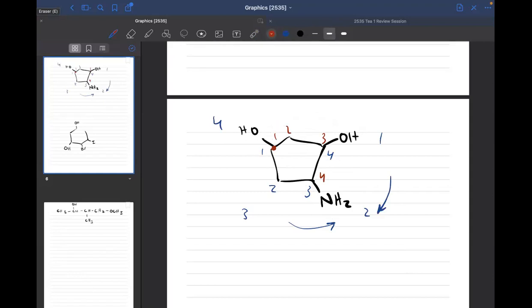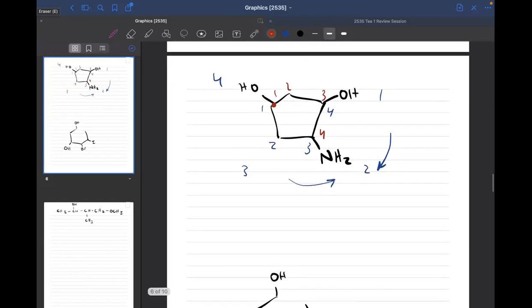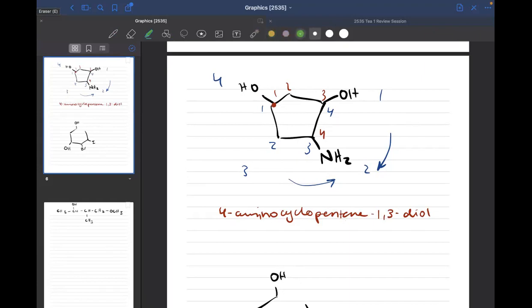All right, so let's go ahead and name this. Remember, NH2, you can't have two suffixes. It becomes branch status, so we use the prefix amino. All right, amino cyclopentane 1,3-diol. Remember, when we have diols or diamines, we have to retain the E. Even if it's a triol or tetraol, we have to retain the E. The only time we drop the E is if it's just one ol or one amine.